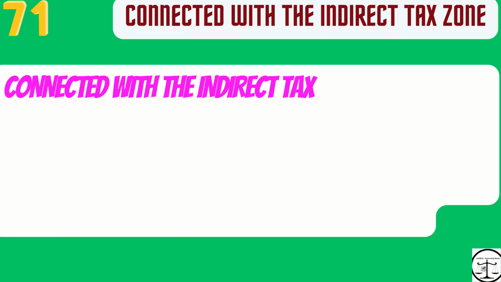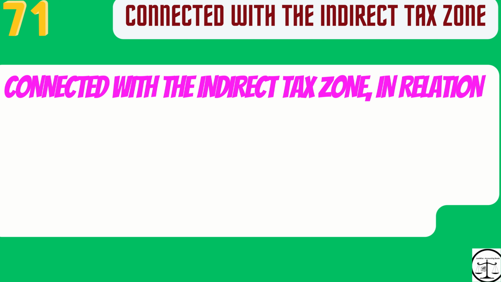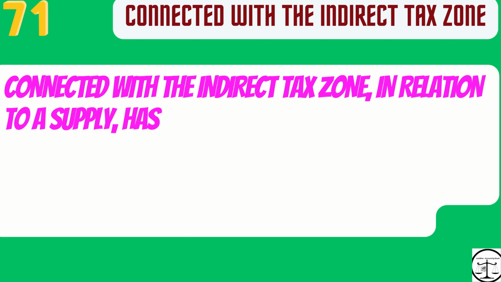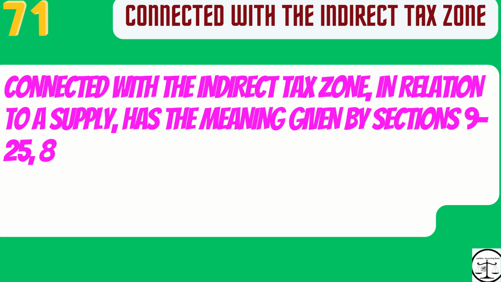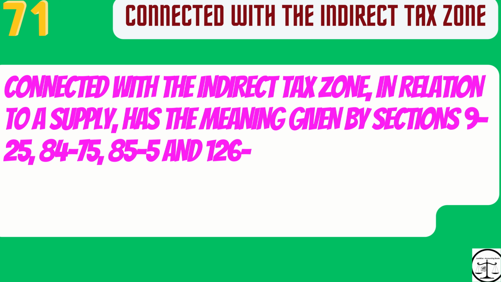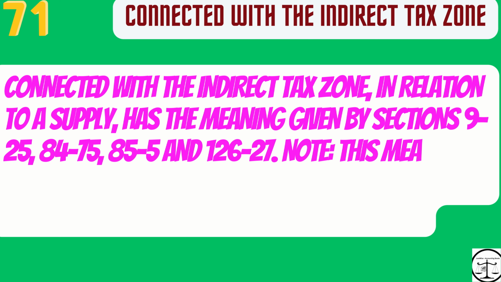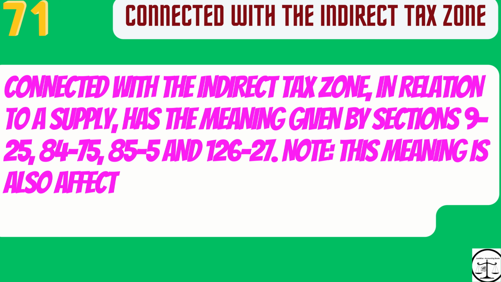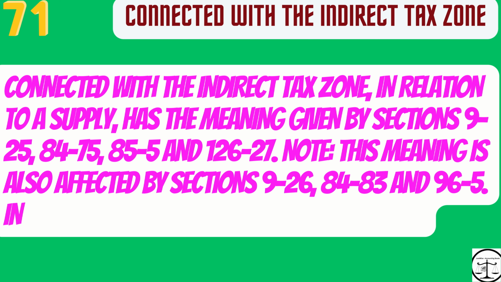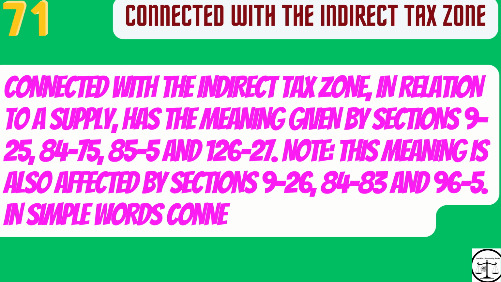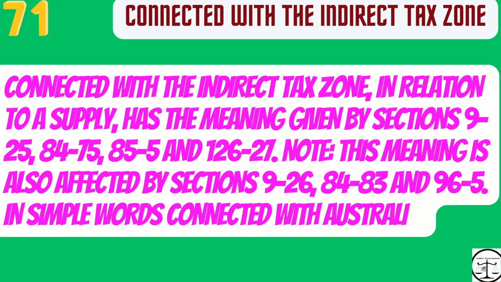Word 70. Connected with the indirect tax zone, in relation to a supply, has the meaning given by sections 9-25, 84-75, 85-5 and 126-27. Note: this meaning is also affected by sections 9-26, 84-83 and 96-5. In simple words, connected with Australia.